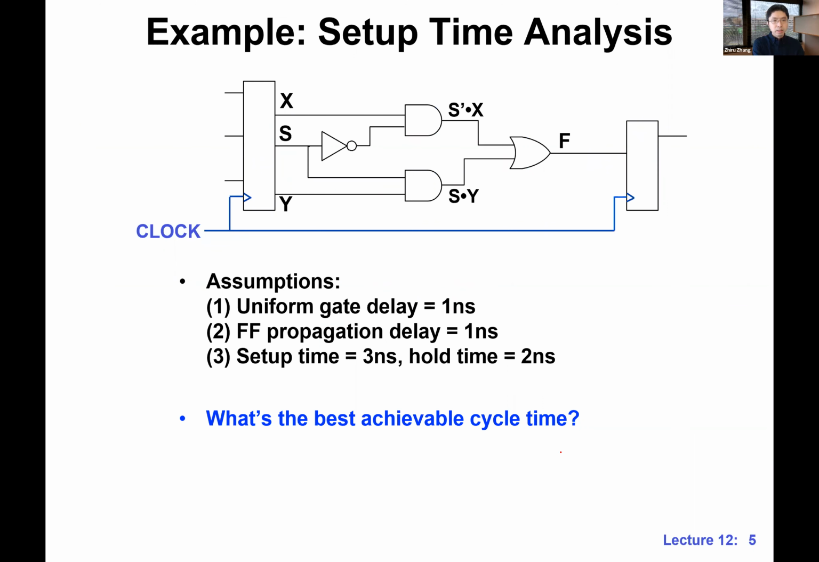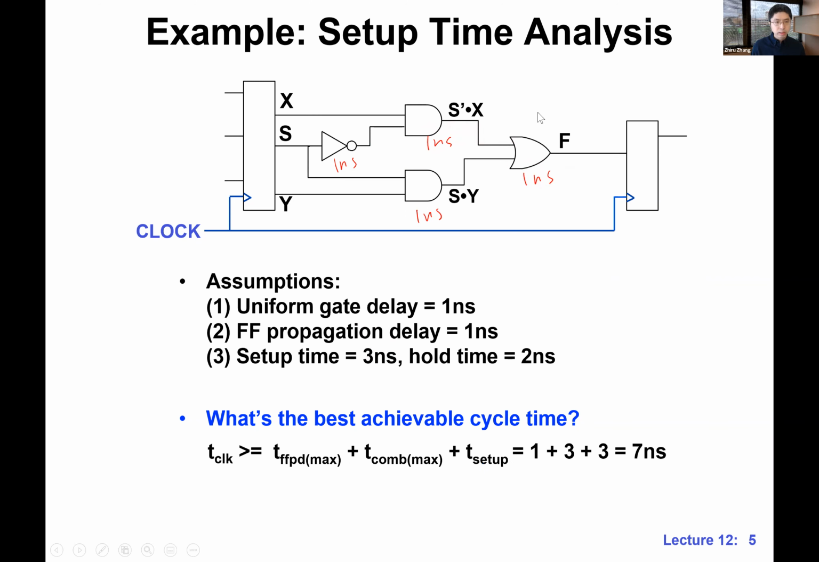Let's look at a simpler case first. This is the quiz question. This is a 2-input mux. The assumption here is no wire delay, and each gate takes 1 nanosecond. Of course, for the long path, the T-com part, we take the max of the T-com, which is 3 nanoseconds. We have 1 nanosecond for FFPD and 3 nanoseconds for setup. We just have to add them up, and in the end, the best achievable clock period is 7.